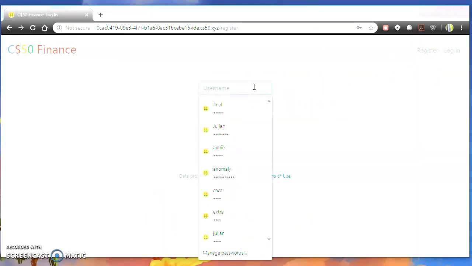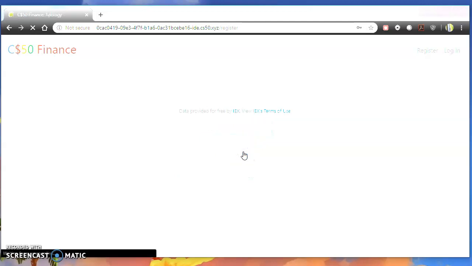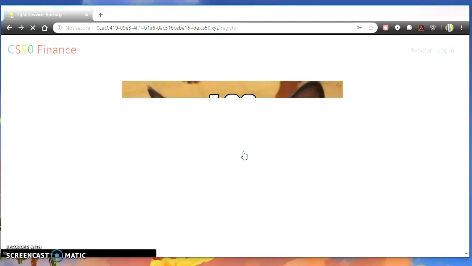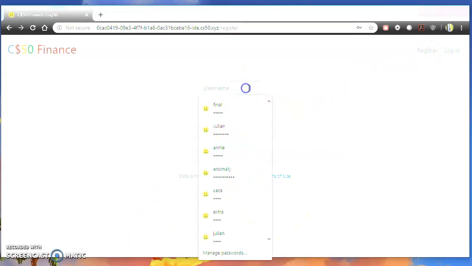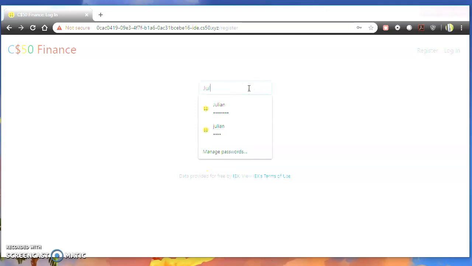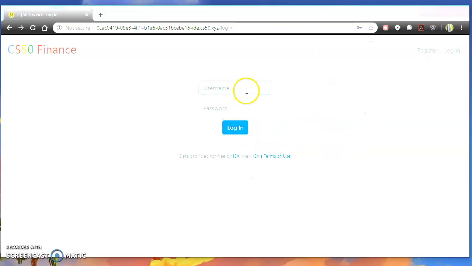And lastly, let's try creating a username that does not exist, but let's not write the same passwords, to show that it actually works. There you go. Now finally, let's actually and properly register. Sure, why not? And now let's log in.